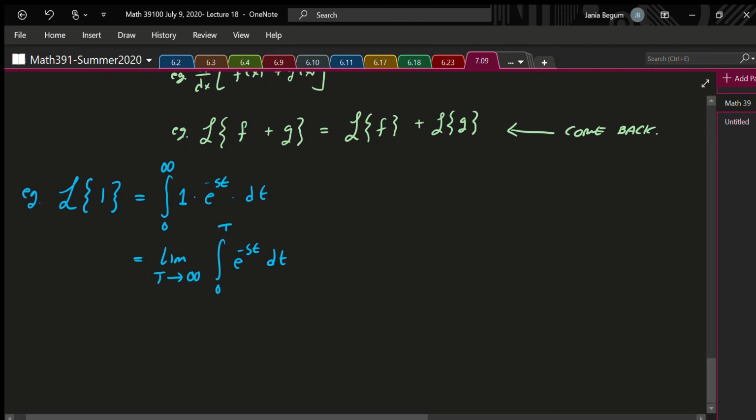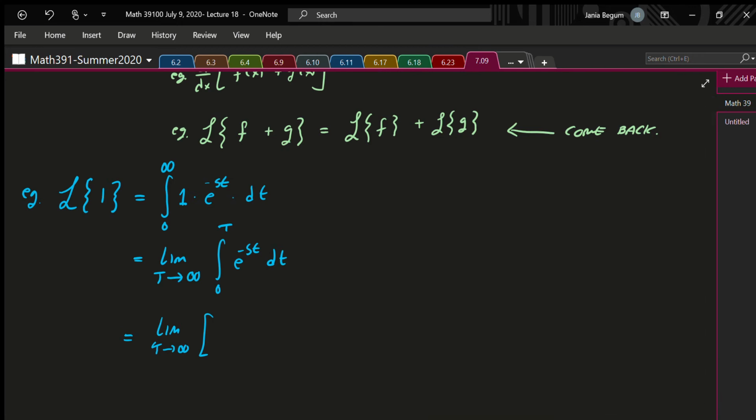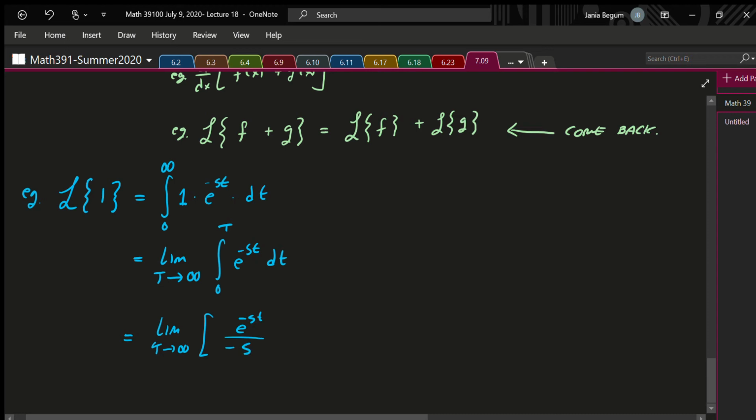So what is this integral? The limit as T goes to infinity, where s is a constant. If I integrate this, think of it as integrating e to the 2t with respect to t. What's the integral of that? Right, so if s was a 2, you would say e to the negative 2t over negative 2. That's the integration of this, and then we take it from 0 to T.